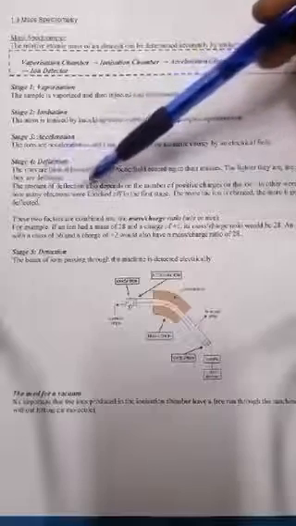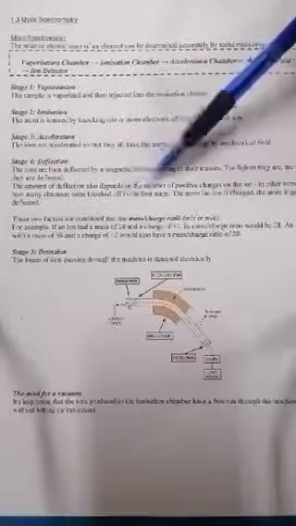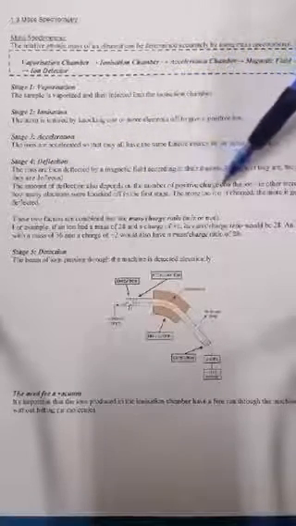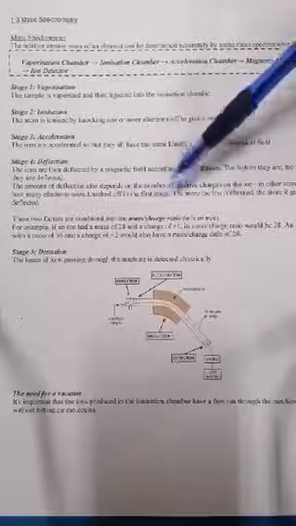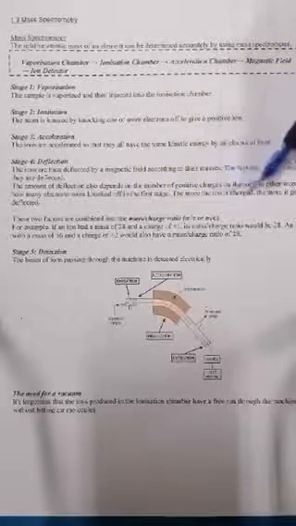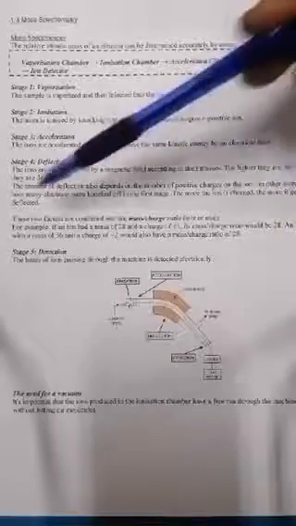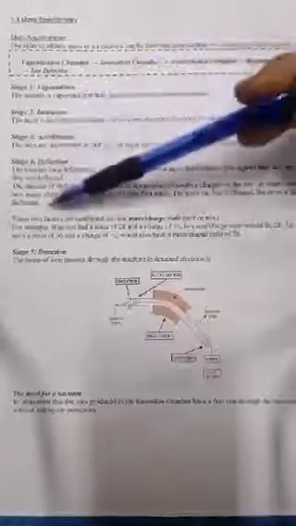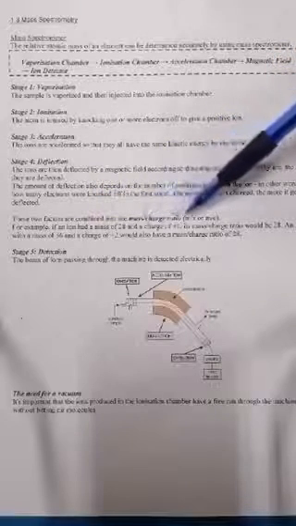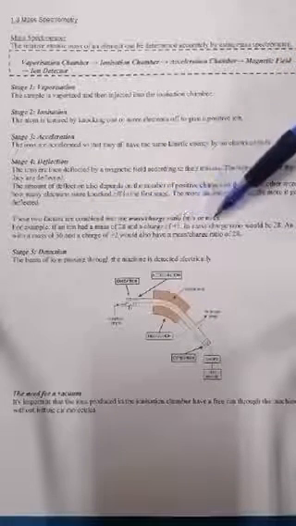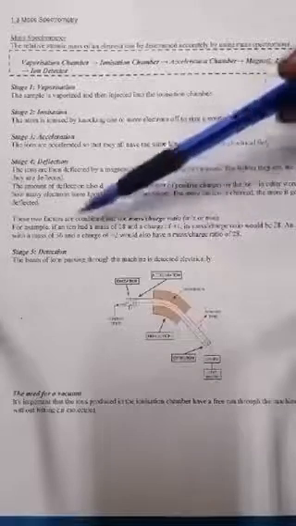The amount of deflection also depends on the number of positive charges on the ion. In other words, on how many electrons were knocked off in the first stage. The more the ion is charged, the more it gets deflected. These two factors are combined into the mass to charge ratio, or m/e ratio.